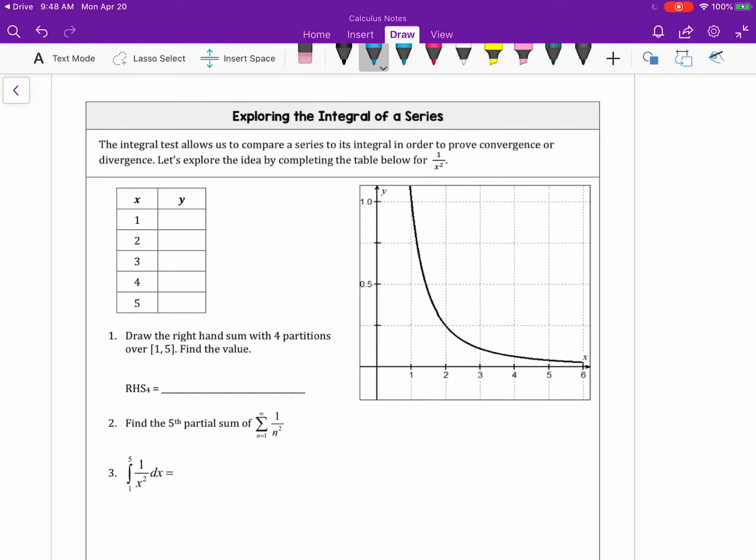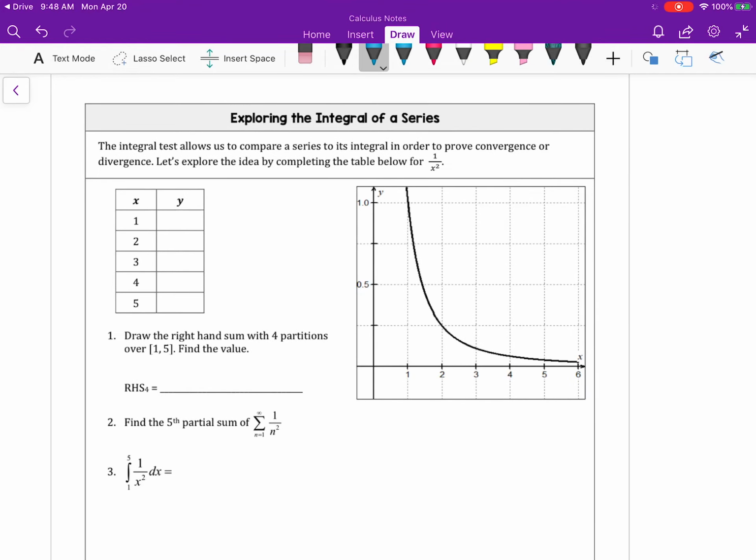All right, so now we're going to go to the next one. We've got exploring the integral of a series. So the integral test allows us to compare a series to its integral in order to prove convergence or divergence. Let's explore the idea by completing the table below for 1 over x squared.